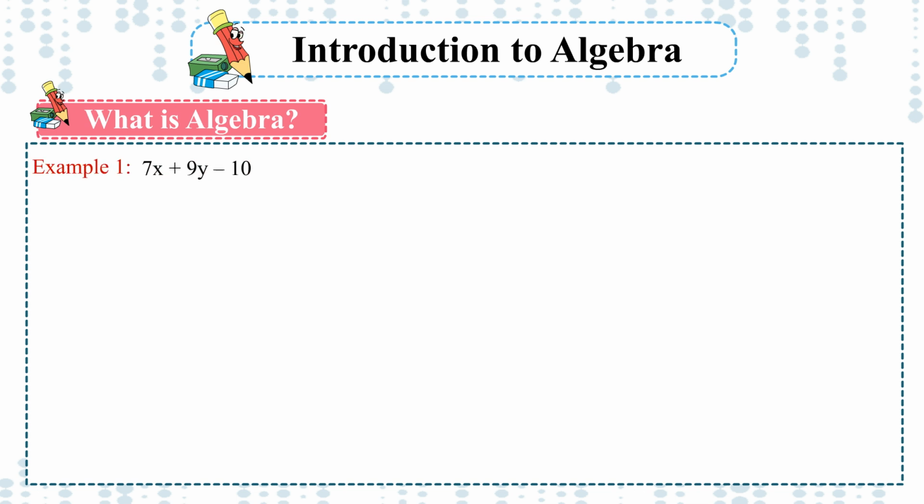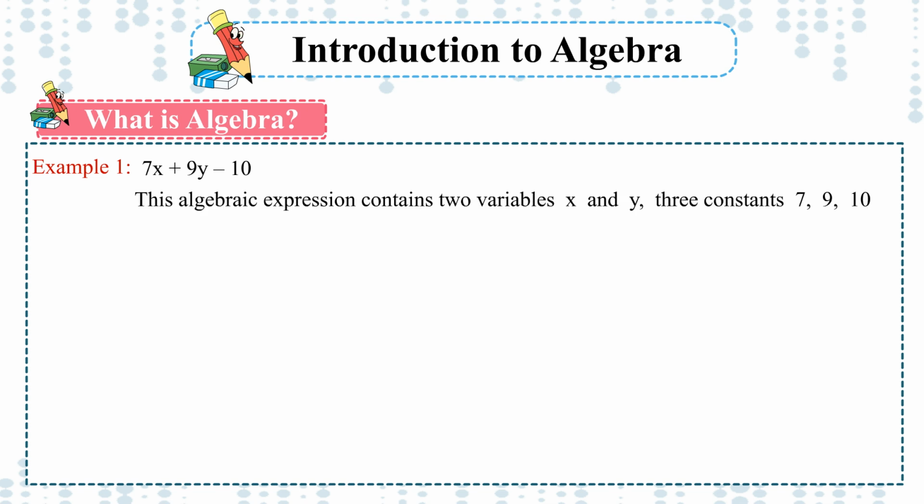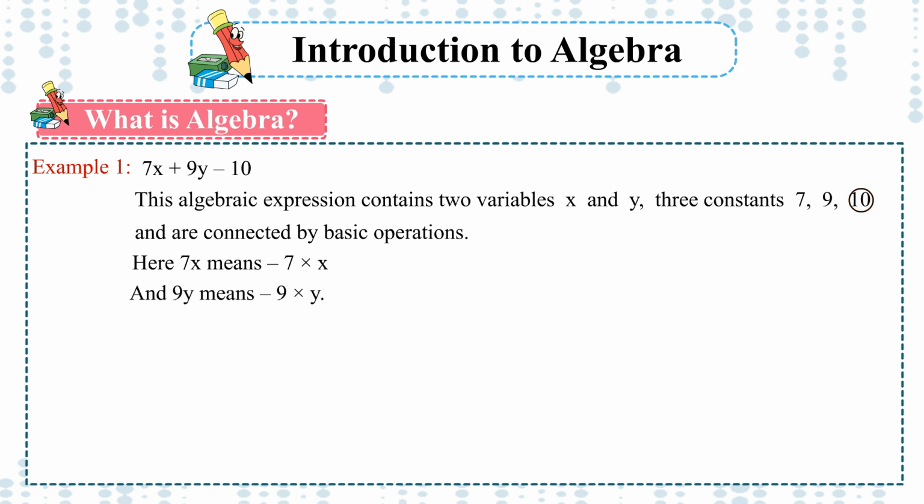Example 1: 7x plus 9y minus 10. This algebraic expression contains two variables x and y, three constants 7, 9, 10 and are connected by basic operations. Here 7x means 7 times x, and 9y means 9 times y.